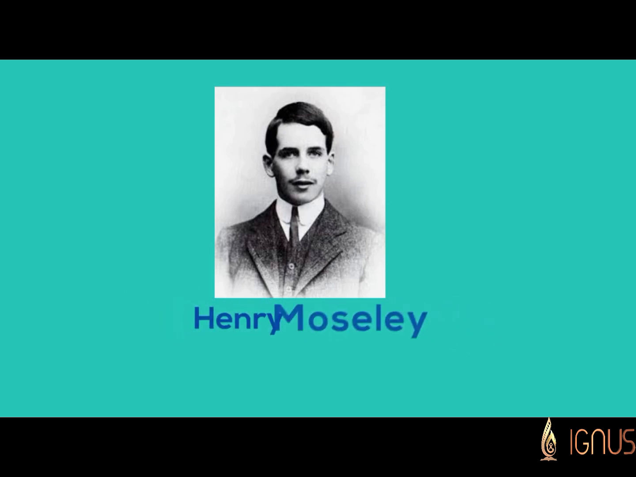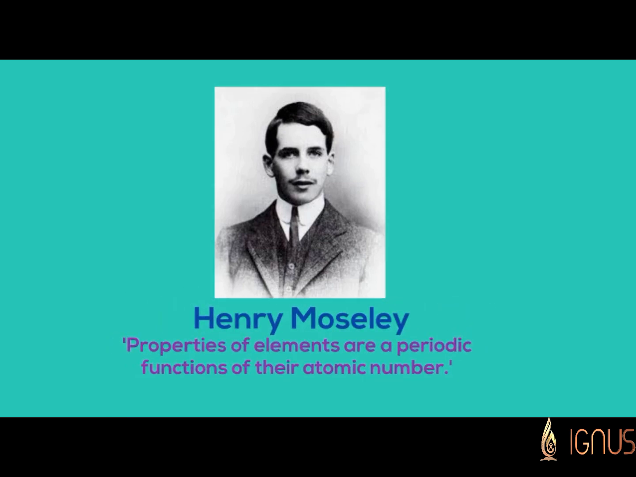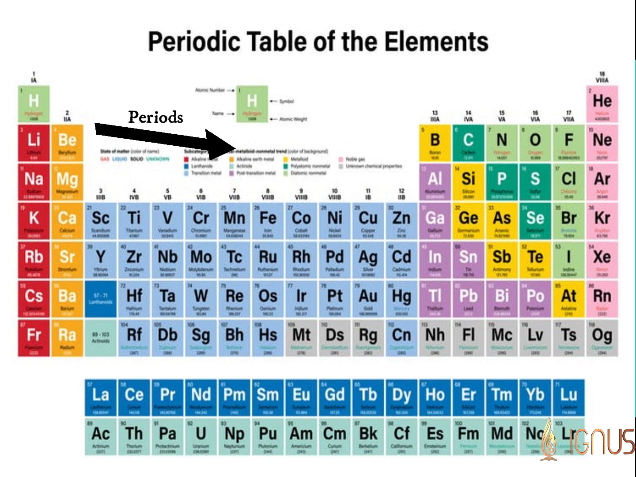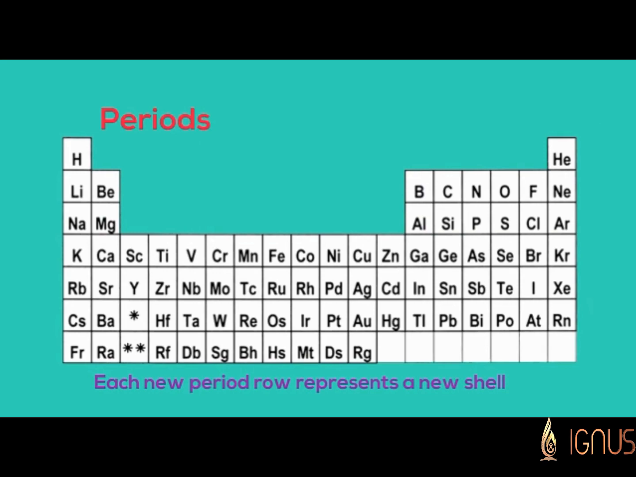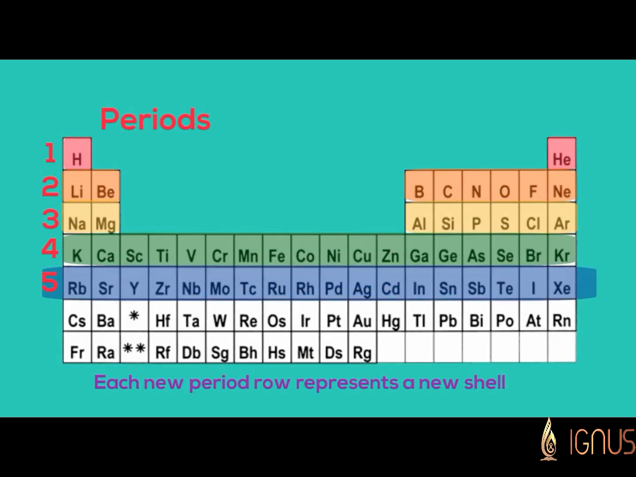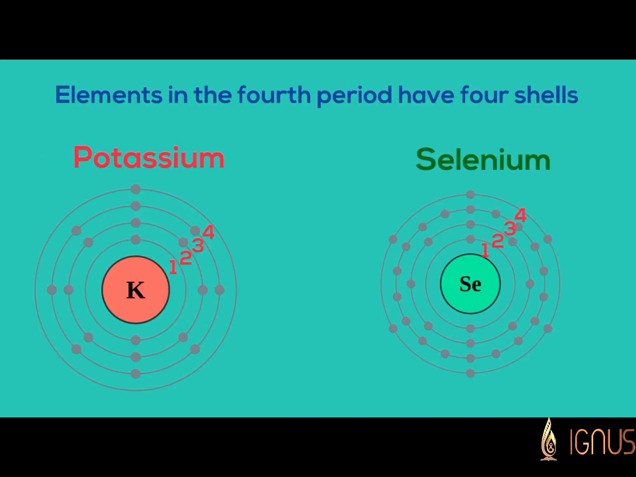In the year 1913, Henry Moseley showed that the properties of elements depended on their atomic number rather than atomic mass. So how is this modern periodic table constructed? The rows in the periodic table are called periods and the columns are called groups. The elements in the same period have the same number of energy shells. The elements in the first period have one shell, the second have two, and so on. Elements in the fourth period have four shells.